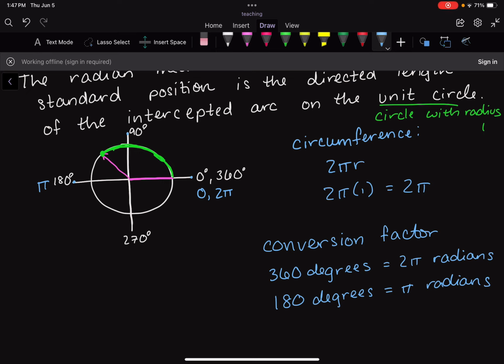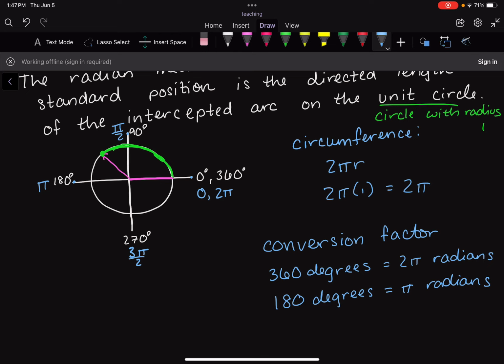So it's really just half of pi, so we would say pi over 2. There's also a way that we could use a conversion, and I'll show you how to do that in a moment as well. 270 would be 3 pi over 2. I'll show you another way to figure this out.